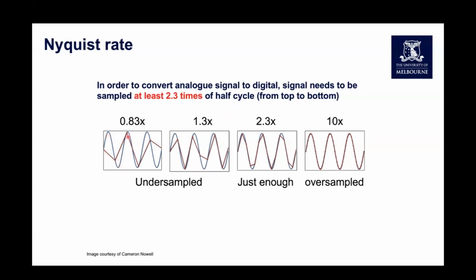So we've got this wave, which is our analog signal, and the red line is the digital representation. So by the time you get to 2.3 times, it's not perfect, but it's a pretty good representation of your analog signal. Anything below that would be considered undersampling. Anything above that, potentially oversampling.